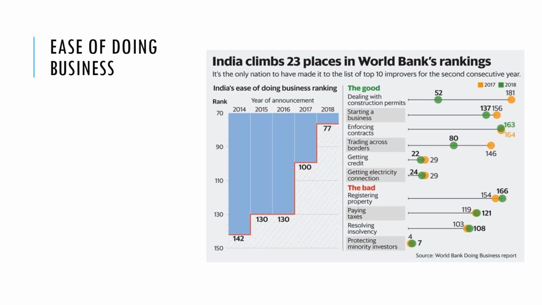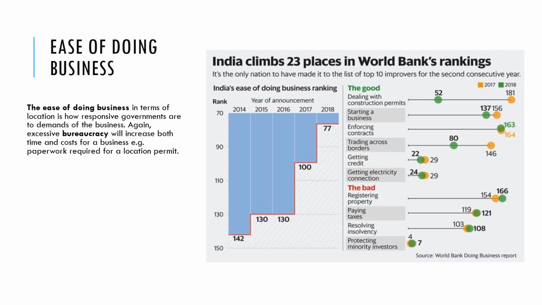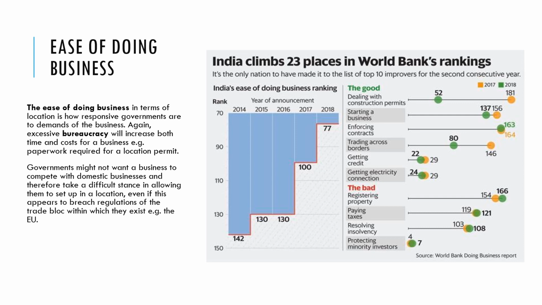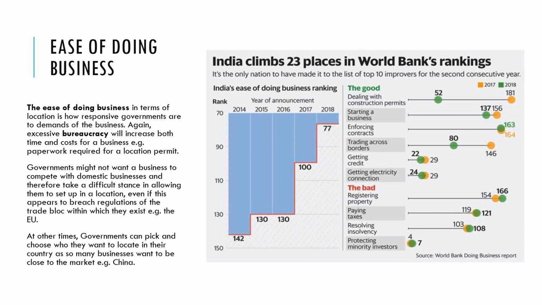Ease of doing business is also an important consideration. Again, excessive bureaucracy, lots of rules and regulations make it more difficult to do business, make it more difficult to produce products in that country. Often governments might change their stance with businesses. They might make it easier for a certain business to locate, whilst making it more difficult for another business that perhaps is a competitor to a local company.